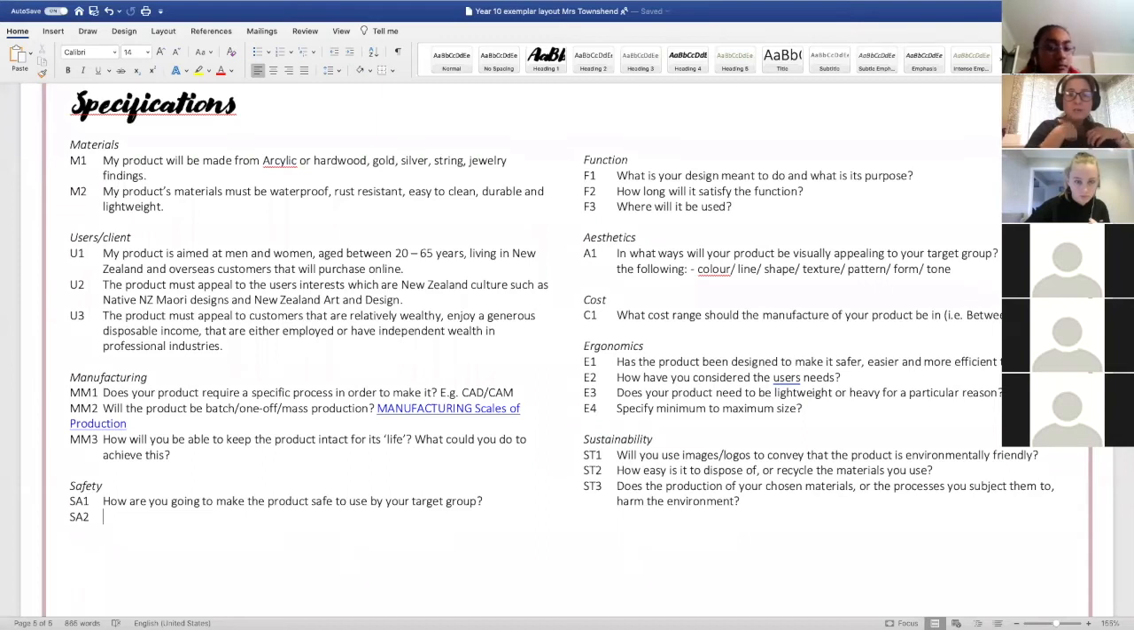So my product must not be too tight as to choke the user, or too tight on their wrist, or easily releases if it is snagged on something. So it would break if it got snagged. Okay. So you could have one or two safety ones. Remember, this number here isn't set in stone.